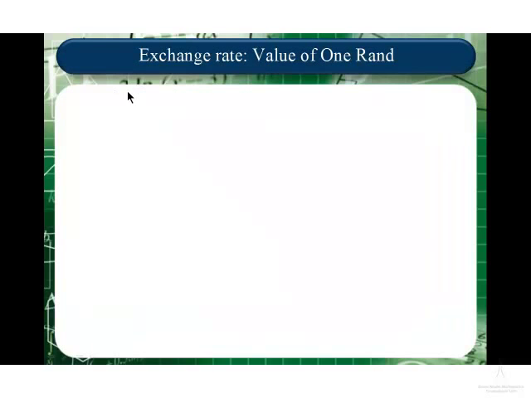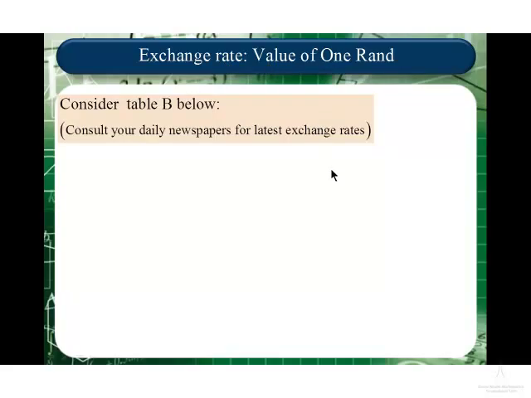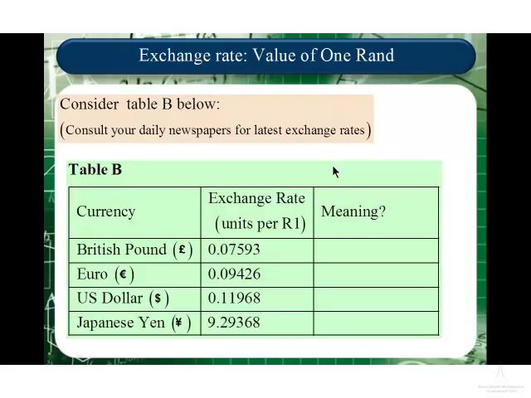Let us also consider the exchange rate in the reverse order. In other words, comparing the rand value to other currencies. So the value of 1 rand is a good measure of doing this. So in the table below, table B, we will consider the value of 1 rand compared to the other currencies as we saw before. You can also consult your newspapers for the latest exchange rate, since this particular ratio changes all the time amongst the different currencies.